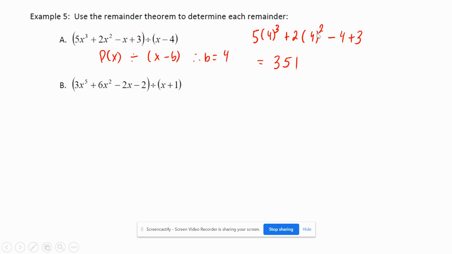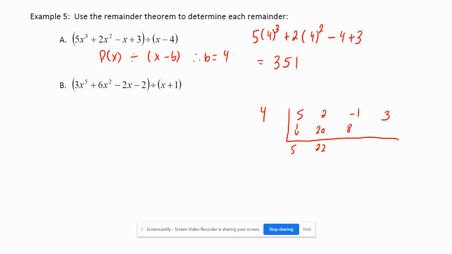Okay, let's confirm this using synthetic division. If my b value is 4, I have 5, 2, negative 1, 3. 5 comes down. 4 times 5 is 20. 20 plus 2 is 22.